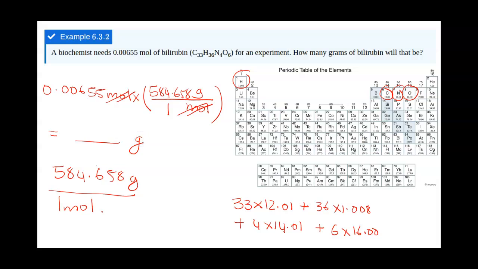So 0.00655 times 584.658. And so 3.83 grams of bilirubin needs to be weighed out. I gave my answer to 3 significant figures because my starting number had 3 significant figures.